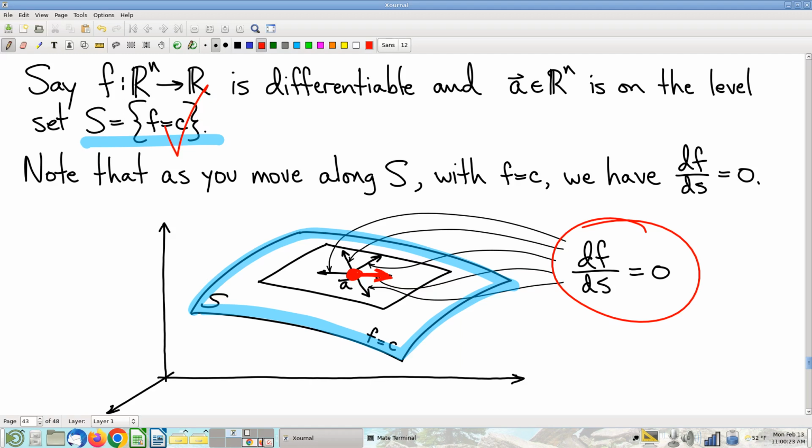And so as I move in that direction, I'm moving along the level set. The function's not changing at all. It's remaining fixed, constant C. And so again, df/ds, as I move in the direction of any tangent vector, df/ds is going to be 0. Is everybody buying it? The function's not changing. It's a level set. So of course the derivative is 0.